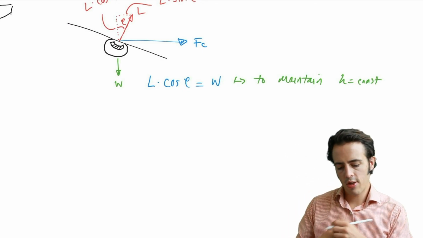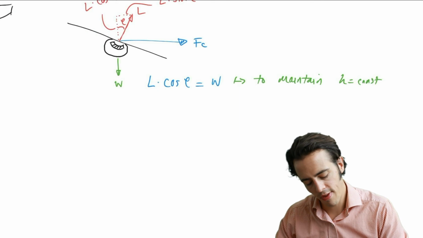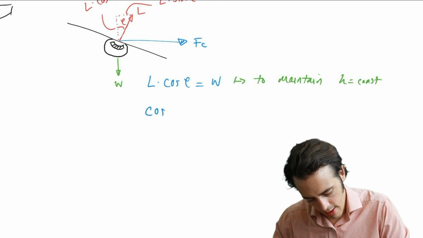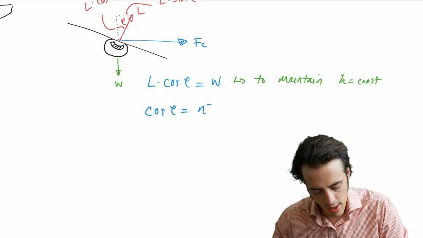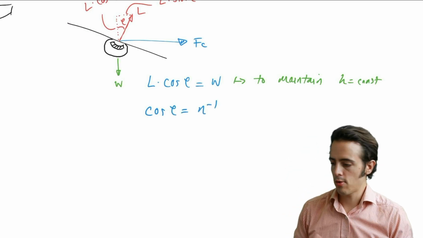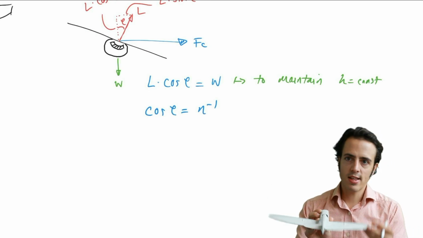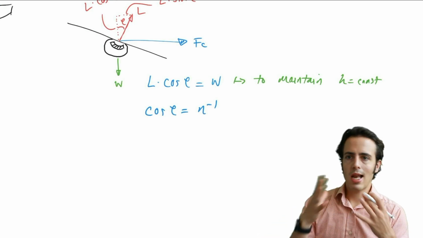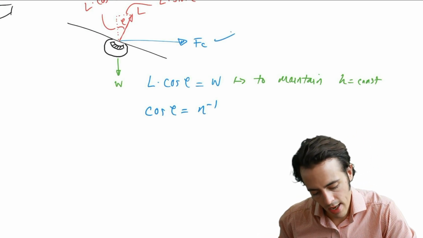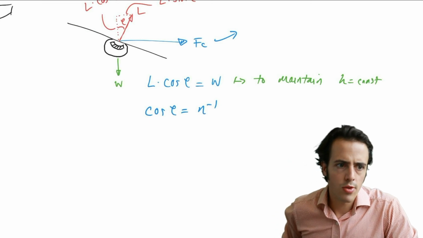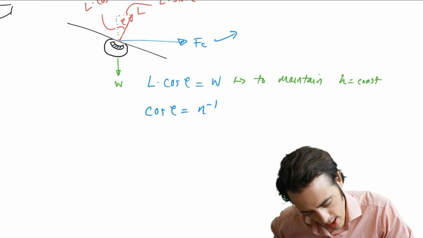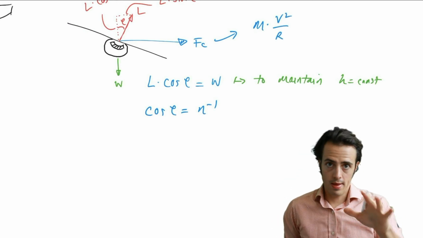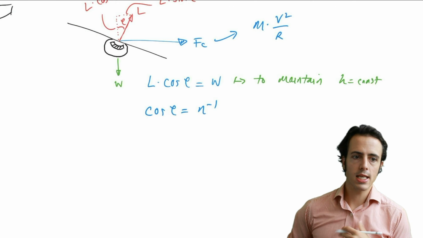And remember, our definition of the load factor is n is equal to L divided by W. So we should be able to see here that cosine phi is equal to 1 over the load factor in this case. So for a higher load factor, effectively we increase our bank angle. And we can relate this back to the Fc, and we remember Fc has to be equal to, I've got to check, equal to m v squared divided by r in this case. That's the turn radius that we need.